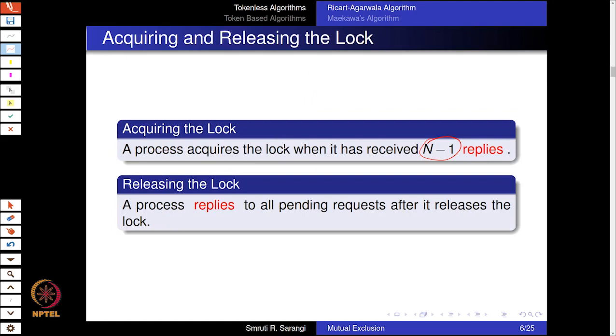And once a process Pi has received the n-1 replies, it knows it can acquire the lock, so it will acquire the lock and finish its job. And releasing the lock basically means replying to all the pending requests, the requests it has kept pending and has not replied to. After it releases the lock, it will reply to all the pending requests.